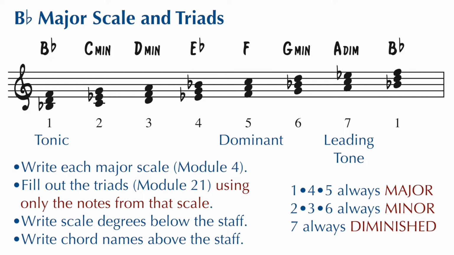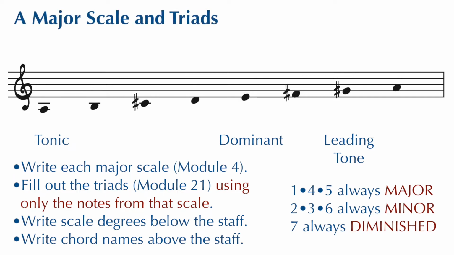So any B is going to be B flat, any E is going to be E flat. We write the scale degrees below, 1, 2, 3, 4, 5, 6, 7, and then 1 again when we reach the B flat at the end of the scale. And then we write the chord names above. B flat major, C minor, D minor, E flat, F, G minor, A diminished, and B flat.